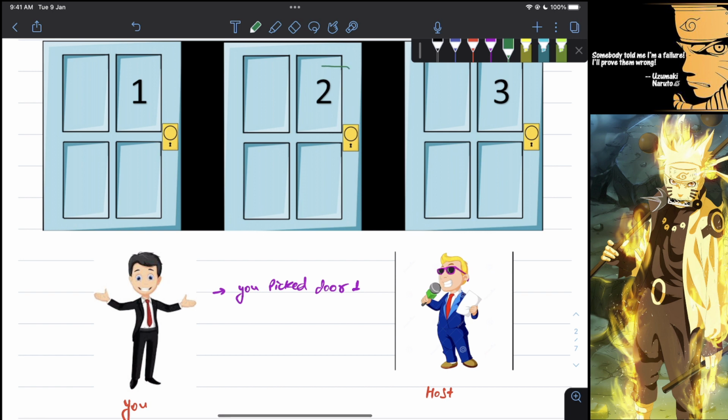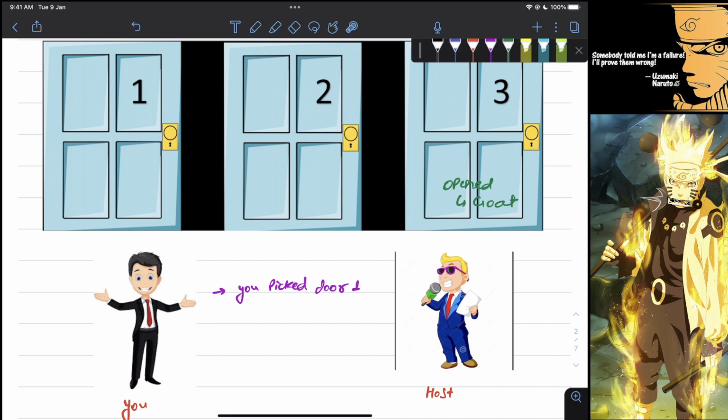Now, this host, Monty Hall, he knows which door has a car, right? So the host has now two options, either door number two or door number three. What he will do is he will pick the one which has a goat, definitely, and open that door. Let's say he opened door number three, and tada, you can see a goat inside this door.